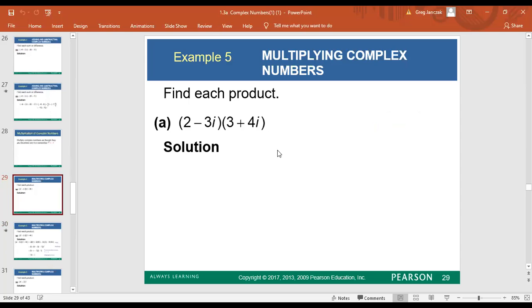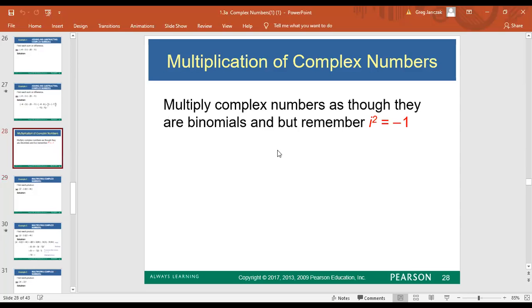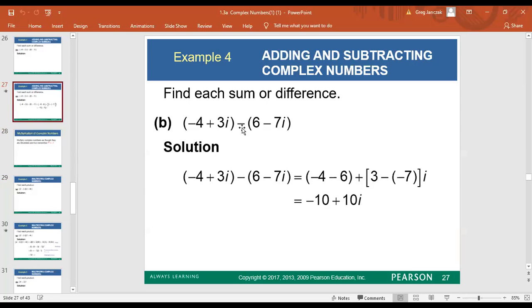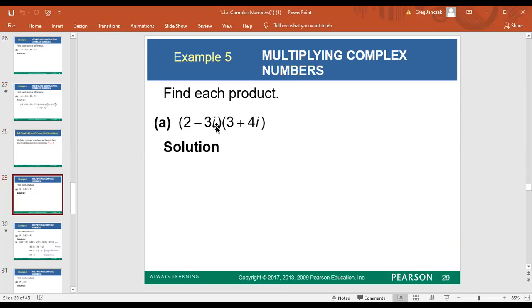Okay, now we're going to multiply. So here we're going to use FOIL, just like we would with variables such as an x. So we want to multiply 2 minus 3i times 3 plus 4i. Okay, now there's a significant difference between this one and this one. Notice there's a sign in between, either minus or plus, right? This one's a minus. Whereas here, there's no sign in between. So when there's no sign in between here, you have to multiply, right?